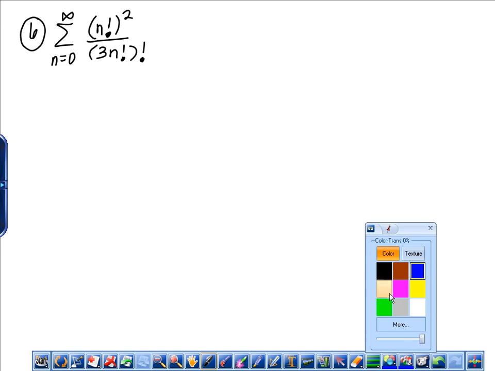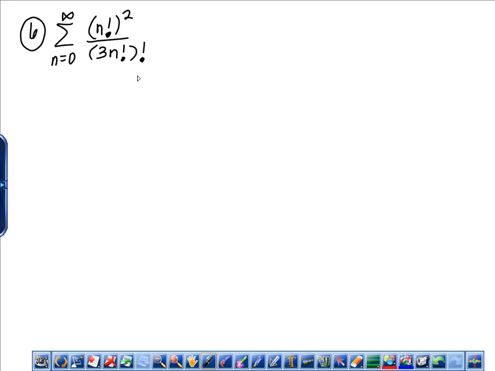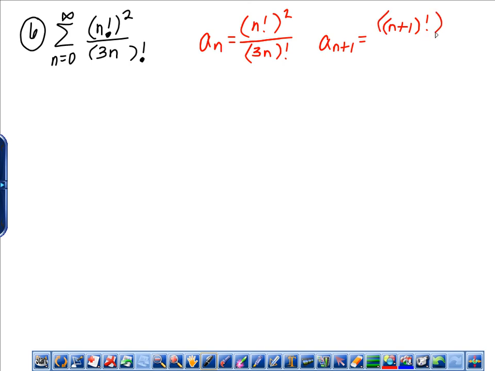Okay, let's do one more example. Okay, so here we have a lot of factorials. And in fact, I actually wrote this down wrong. There should not be a factorial there. Still though, a lot of factorials. So the a sub n term becomes n factorial squared over 3n factorial. And the n plus 1 term becomes n plus 1 factorial, and then you can put parentheses squared. And down here we have where we're adding 1.